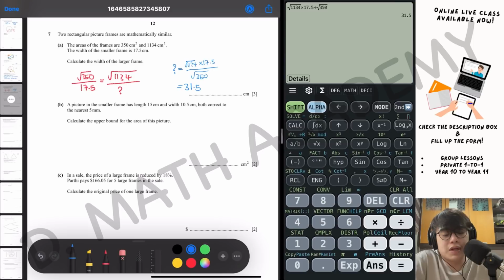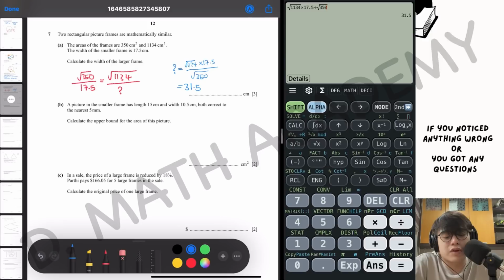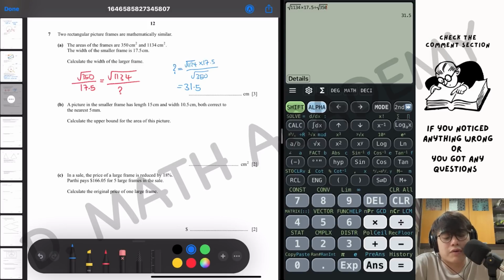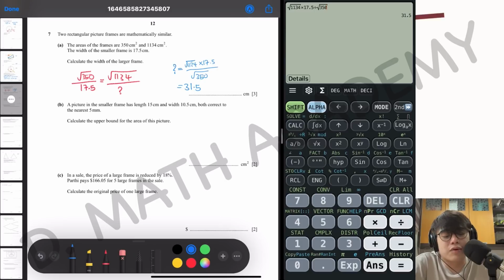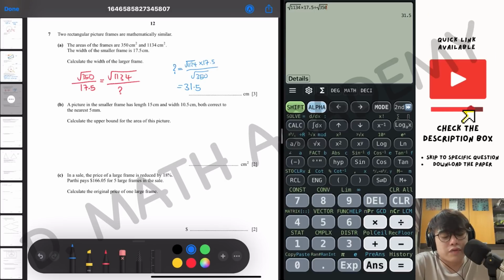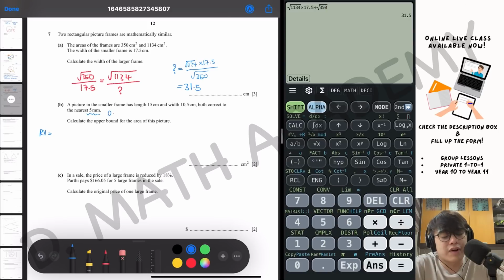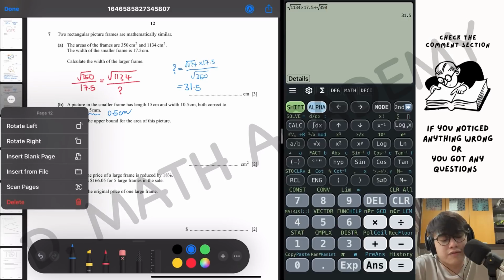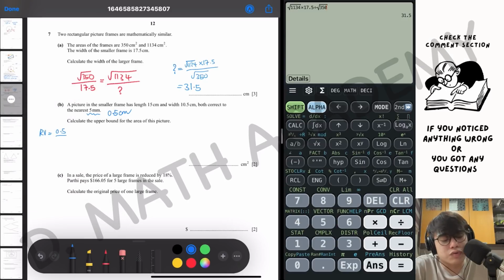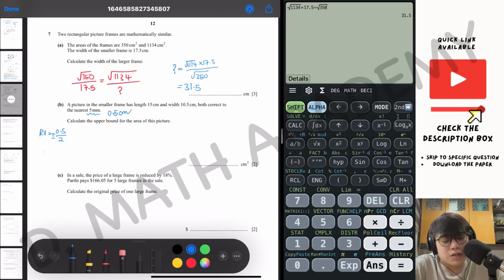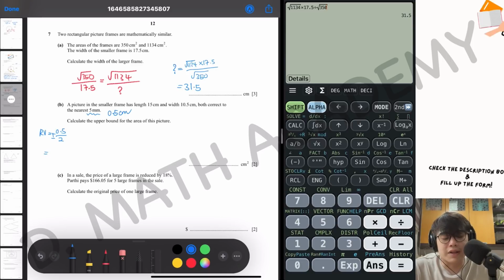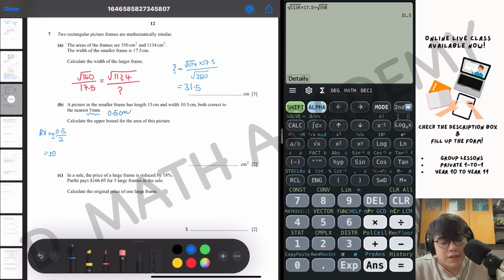Moving on to section B. The picture in the small frame has a length of 15 centimeters and a width of 10.5. Both are corrected to the nearest 5 millimeters here. So you have to find your rounding value by converting this into 0.5 cm first. Then your 0.5 cm will be divided by 2. This will be your rounding value, and you have to decide, to find the upper bound, whether you should plus or minus here. So I know it's plus minus 0.25.